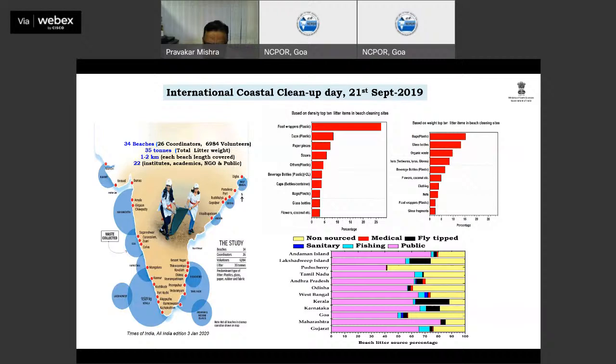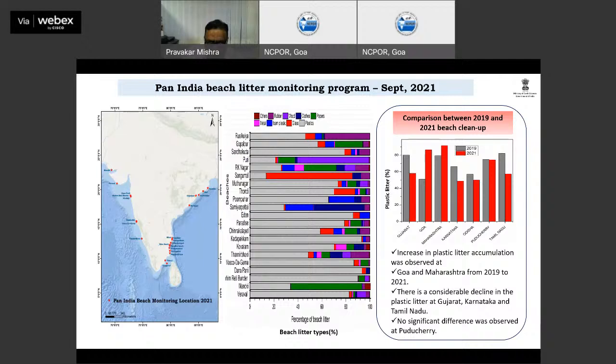Another important point: on a state-wise basis, we looked at the data and saw the same type of scenario, that is, the beach litter generated by the public is more than from non-sourced sources. Similarly, in 2021, we also tried to look at some of the beaches.